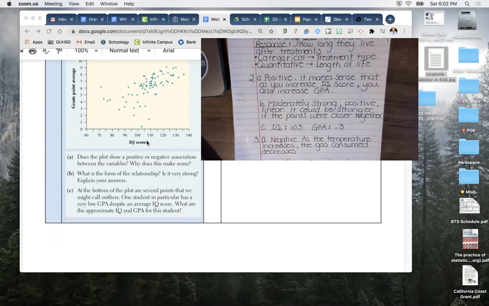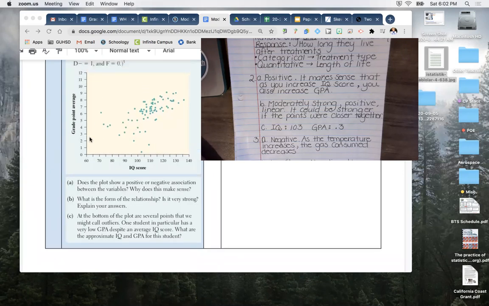Next one says C. At the bottom of the plot are several points that we might call outliers. One student in particular has a very low GPA despite having an average IQ score. What is the approximate value of that person? They're talking about this one right here. This one right here is definitely what I would look at as an outlier or atypical. They have an average IQ, kind of in the middle, but a super low GPA.